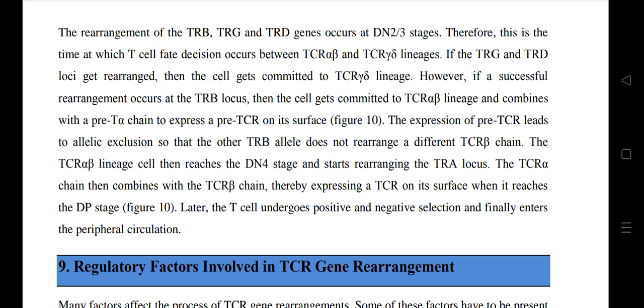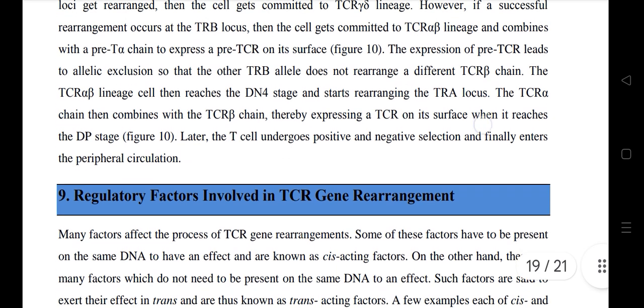and combines with a pre-T alpha chain to express a pre-TCR on its surface. The expression of pre-TCR leads to allelic exclusion so that the other TRB allele does not rearrange a different TCR beta chain. The TCR beta lineage cell then reaches the DN4 stage and starts rearranging the TRA locus. The TCR alpha chain then combines with the TCR beta chain, therefore expressing a TCR on its surface. Then it reaches its DP stage. So later the T cell undergoes positive and negative selection and finally enters the peripheral circulation.